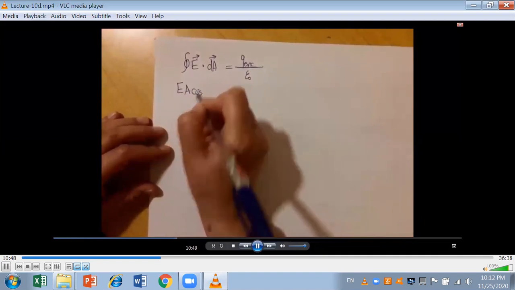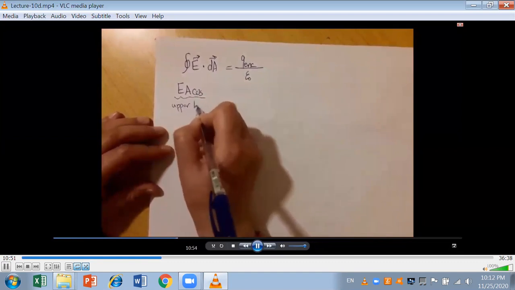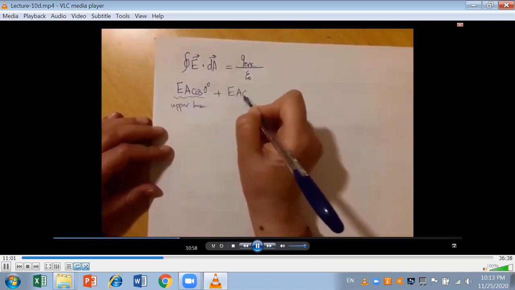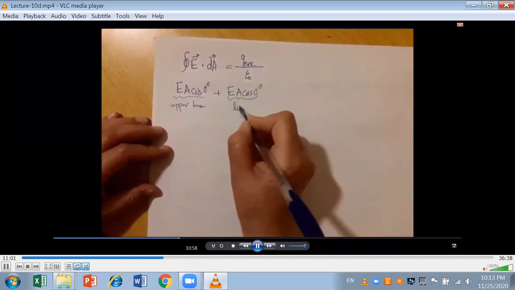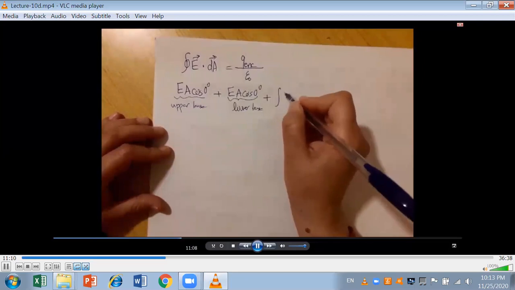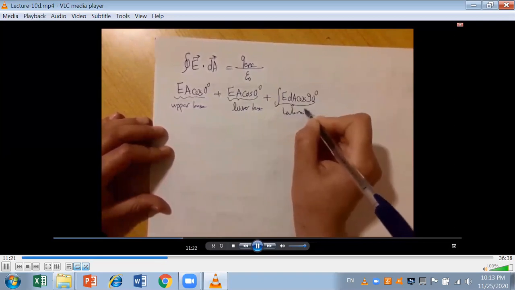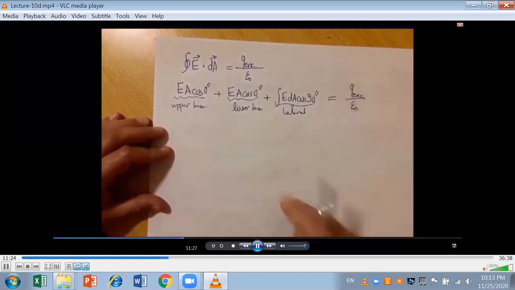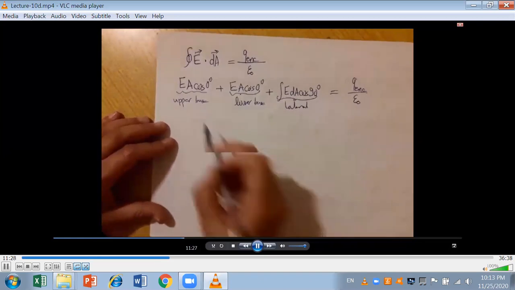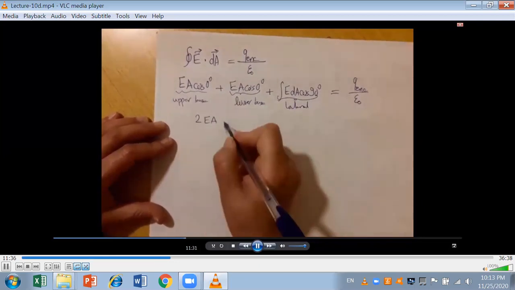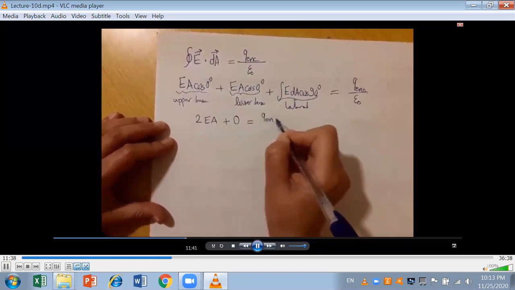اوكي E dot A يعني it will be E ب A cosine الأنجل. this is عم بحكي for the upper base. شو الأنجل بينهم؟ طلع 0، بلس integral E dA cosine 0 degrees، هيدي لشو؟ للـ lower base، بلس integral E dA cosine 90 degrees، هيدي for شو؟ lateral base، equal to Q enclosed على epsilon naught. اوكي صبايا يا شباب. طيب هاي EA cosine يعني EA، فإذا 2EA بلس 0 equal Q enclosed على epsilon naught.